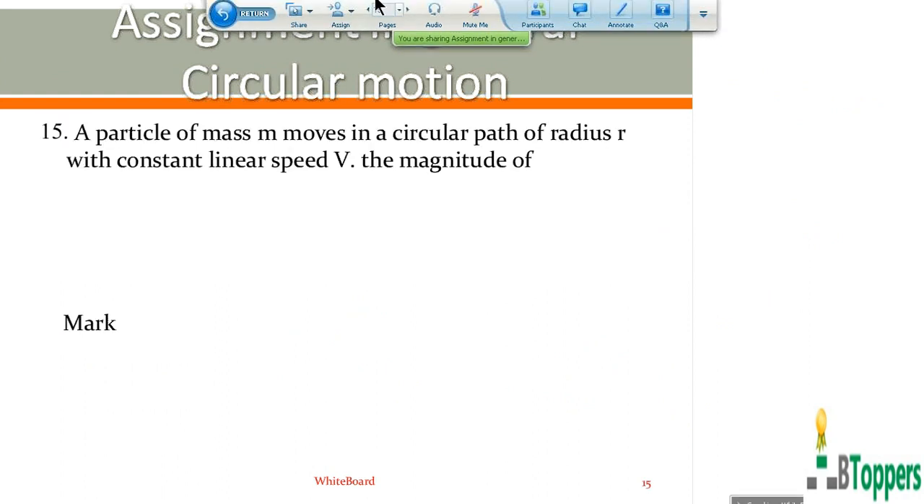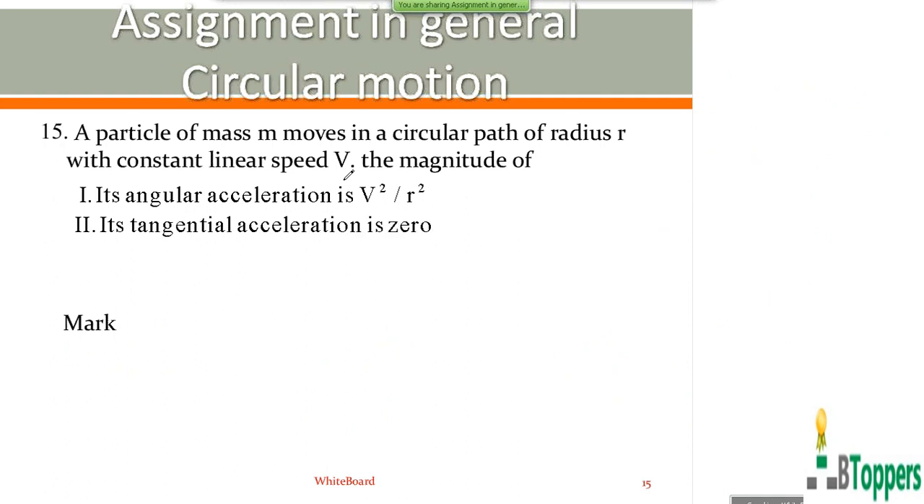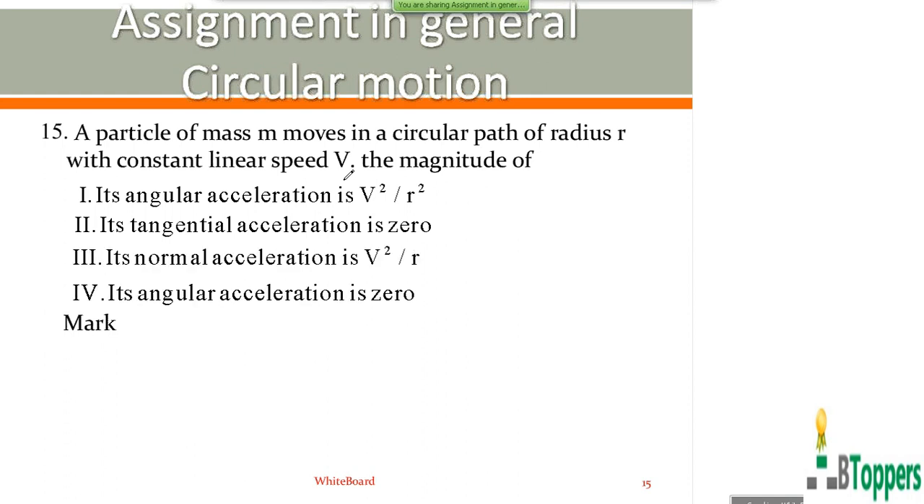Next, look at question number 15. A particle of mass m moves in a circular path of radius r with constant linear speed v. The magnitude of, first statement, its angular acceleration is v square over r square. Second statement, its tangential acceleration is 0. Third statement, its normal acceleration is v square over r. Fourth statement, its angular acceleration is 0. You have to find out which of these statements are true.